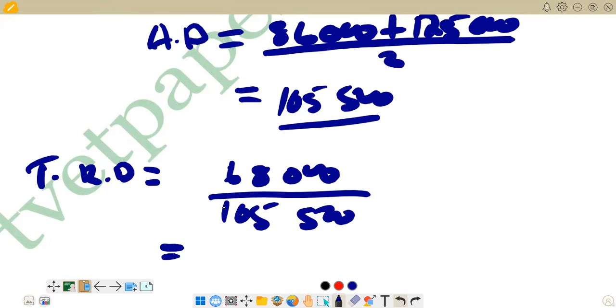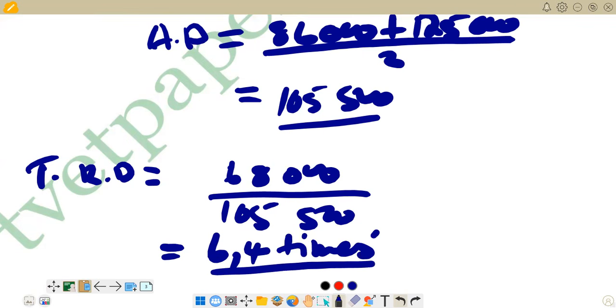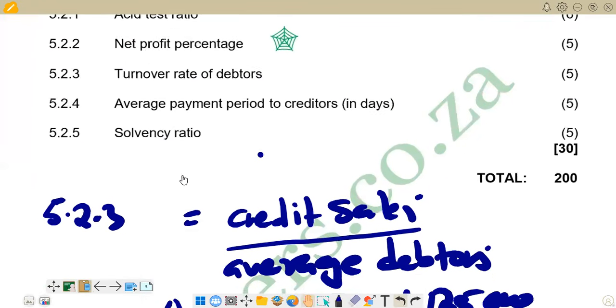So here, if you calculate it very correctly, we've got some decimal places there. If you round it off to 2 decimal places, it becomes 6.4 times. So this is our answer on this second part of the question, which is turnover rate of debtors. Then we can go again to check the next question that we have.